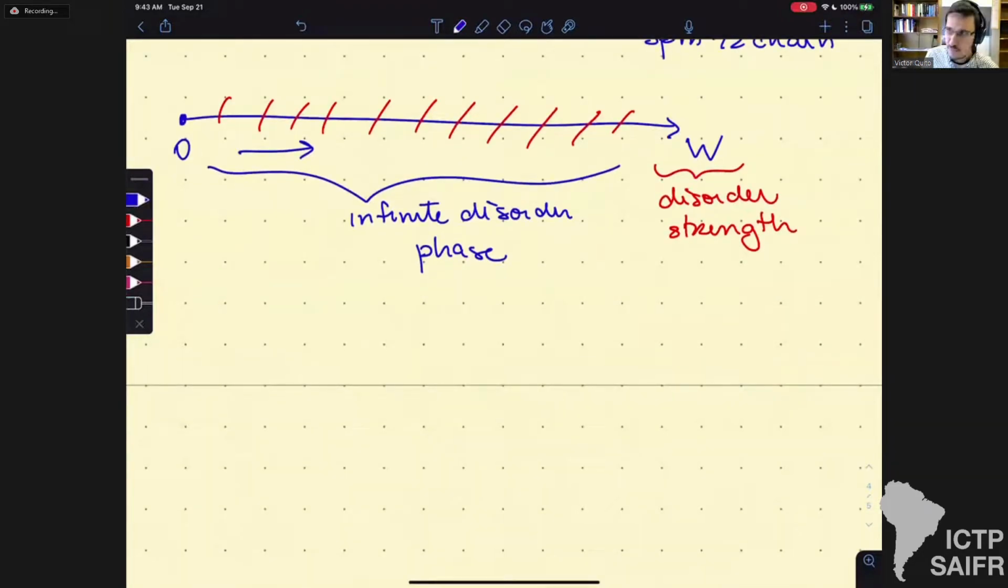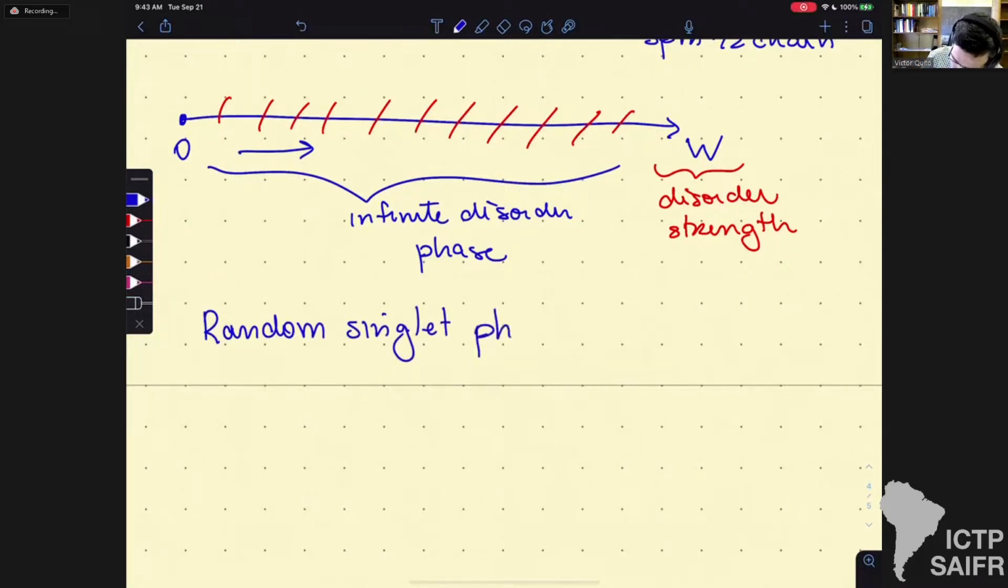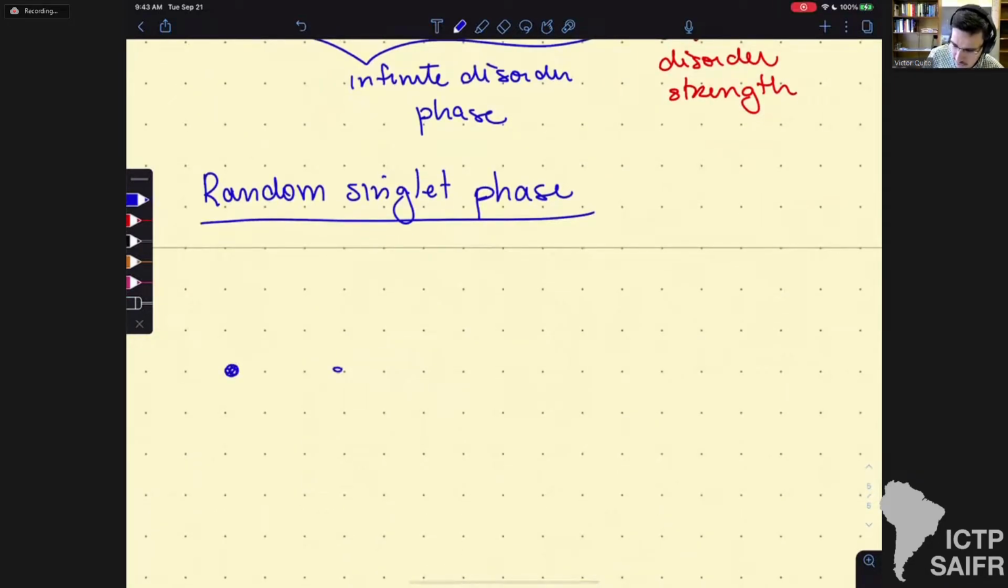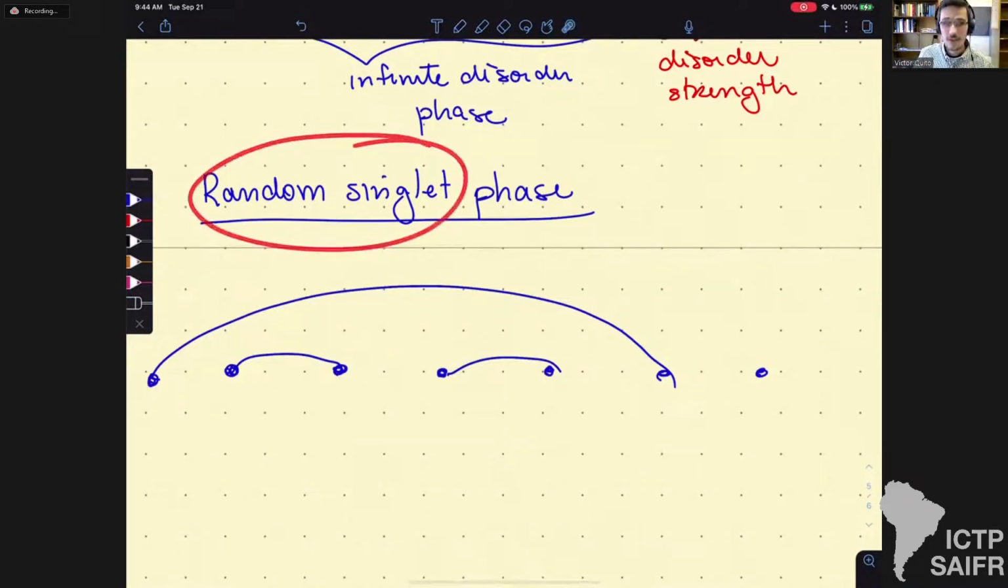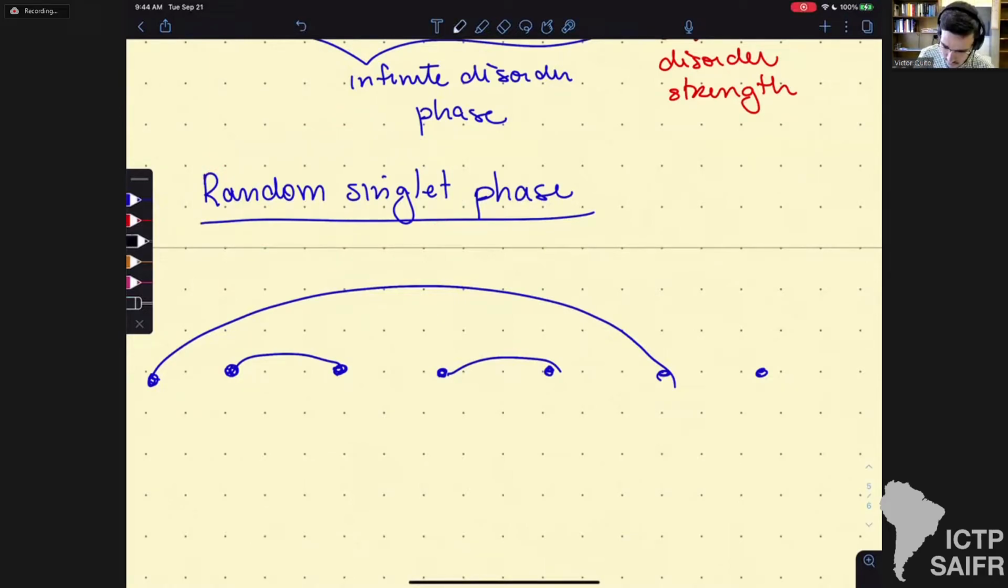This phase of matter is known as a random singlet phase. In the random singlet phase, we can have a picture of the ground state. The ground state is going to be a collection of spins, and those spins are forming singlets like this. Notice that the spins forming singlets can be very far apart, and they are random in position. That's where the name random singlet phase comes from. So this is the ground state picture.